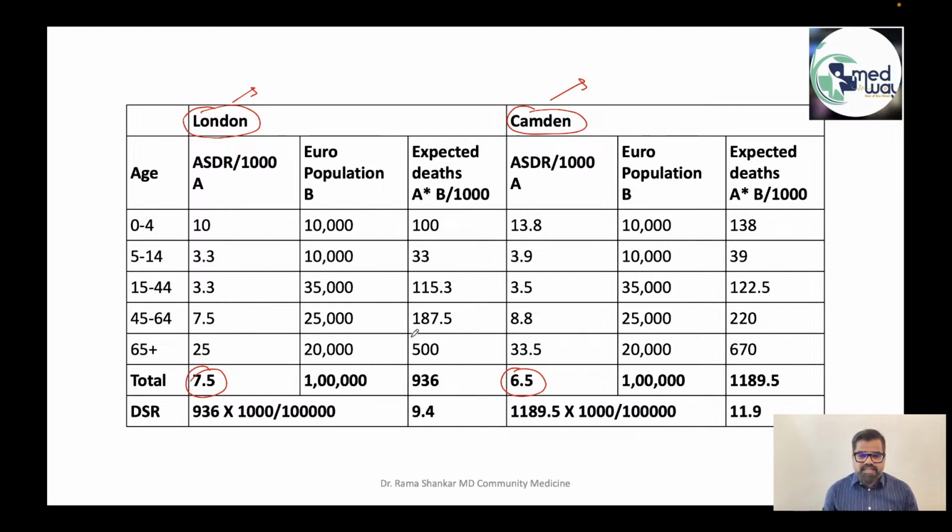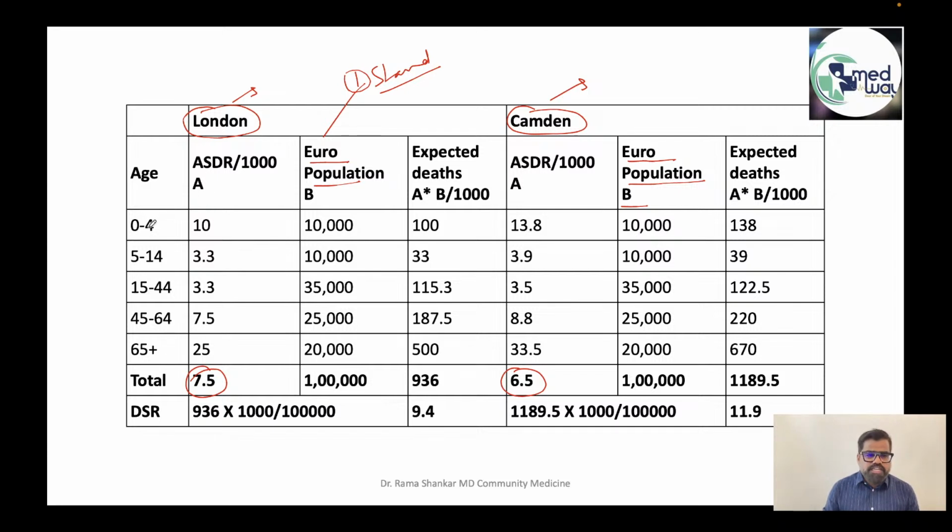But again, the question comes, can we compare London with Camden based on crude death rate? Just now I have said, no, we cannot compare because the population composition is different. So what we do now, we take a standard population. We have taken a standard population, which is the European population here for London, and the same European population has been taken for Camden also. The first step is done.